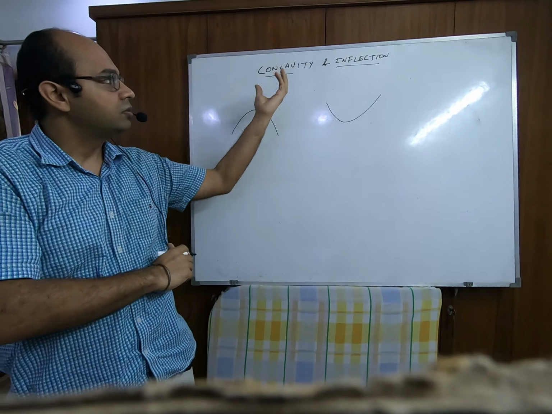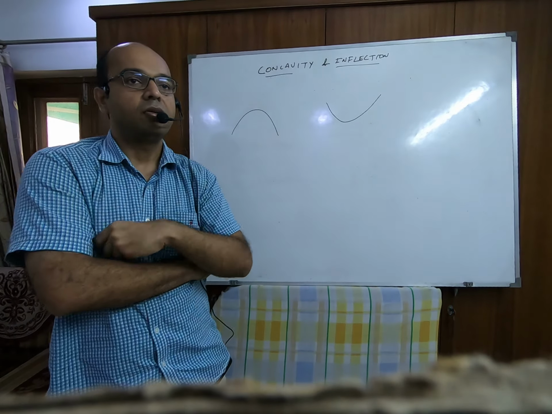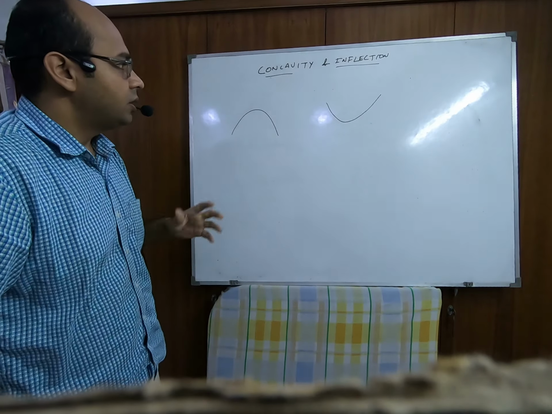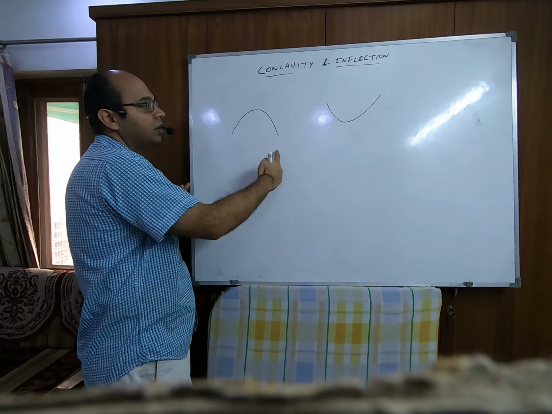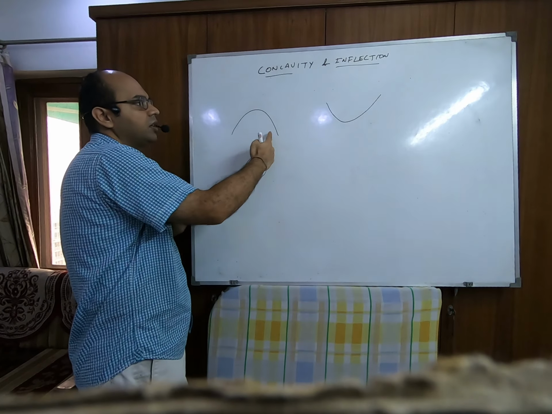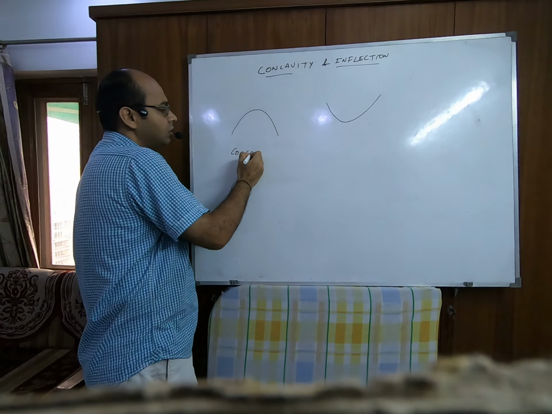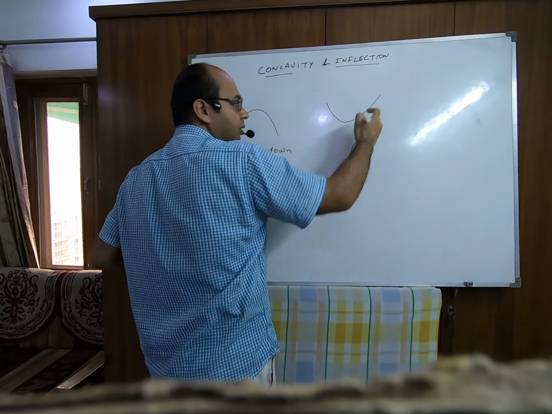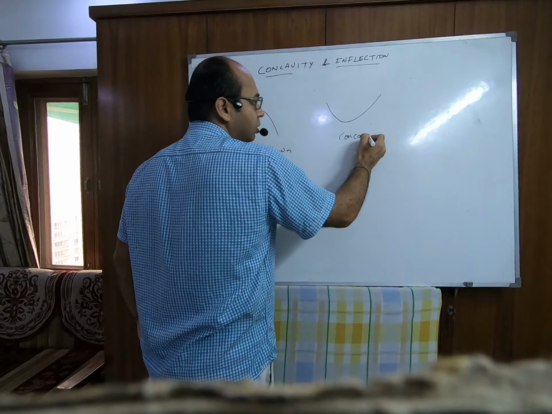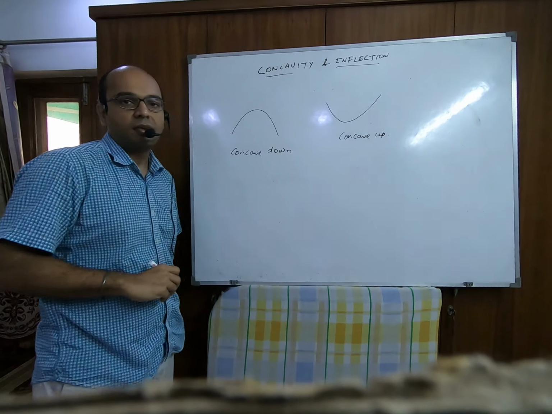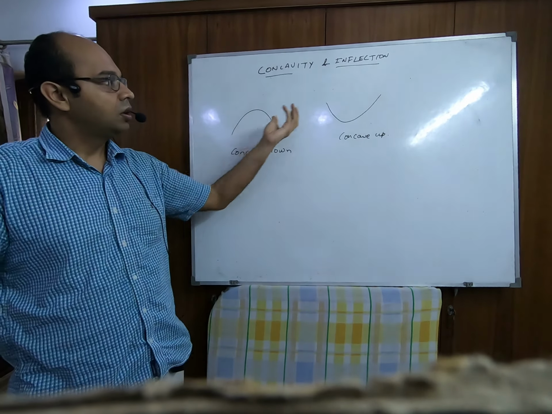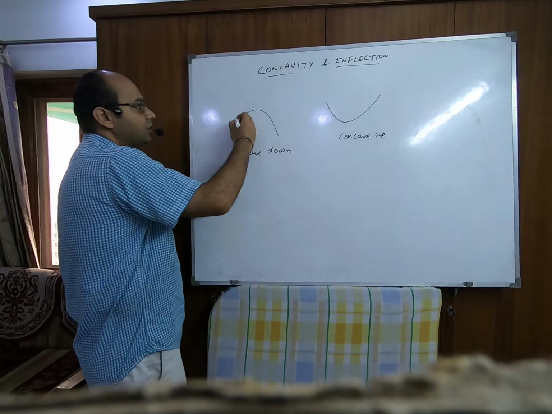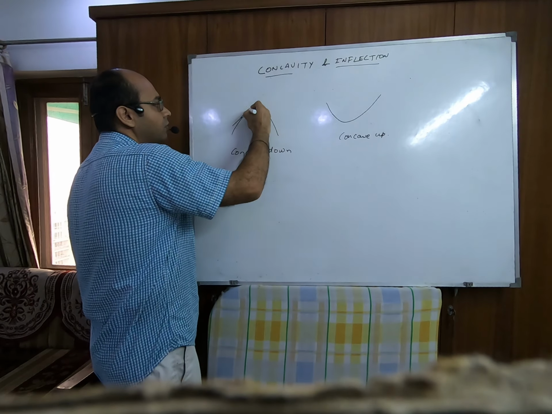Concavity, as it appears from the word, describes the shape of the curve in any particular region. So let's see, in very layman language, anything that is like this is called concave down, and anything that looks like this is called concave up. So these are the two shapes that we'll discuss. Now let's take it to a little more formal definition.